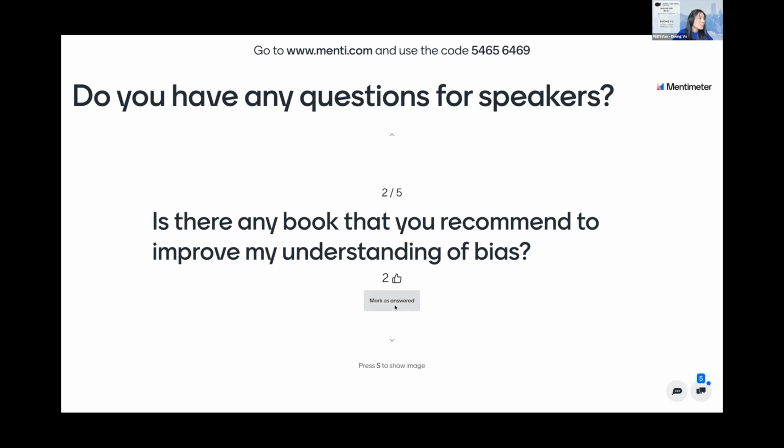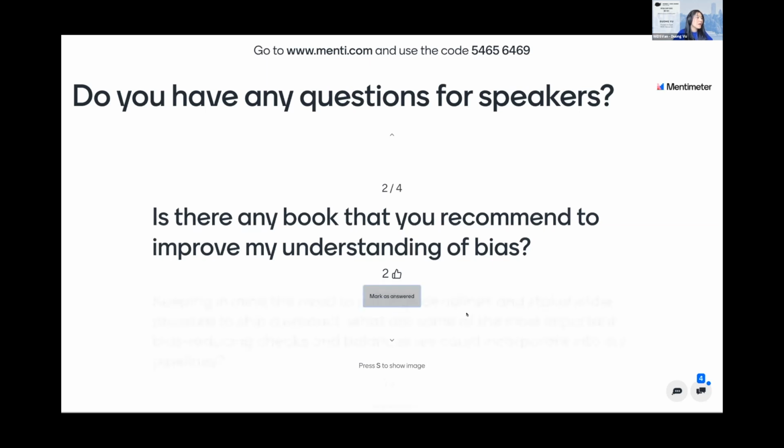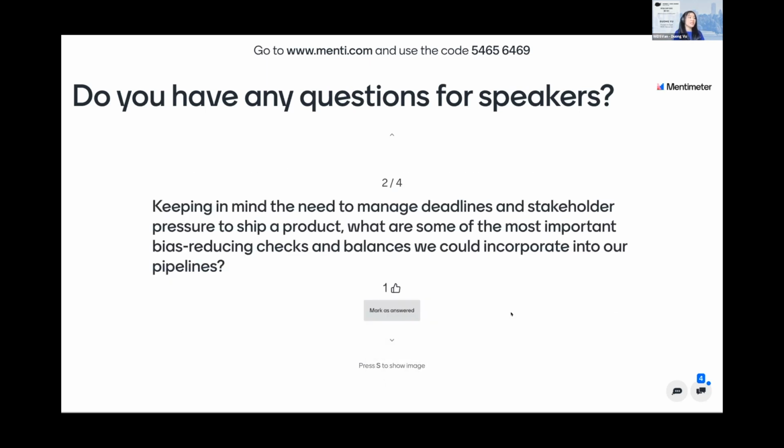That would be great. Okay, and the next question we have, keeping in mind the need to manage deadlines and stakeholder pressure to ship a product, what are some of the most important bias reducing checks and balances we would incorporate into our pipelines? This is very similar to the previous question, but I think it's more narrowed down to some kind of checkpoint or checklist that we can do quickly to see if we can look into bias in our system.